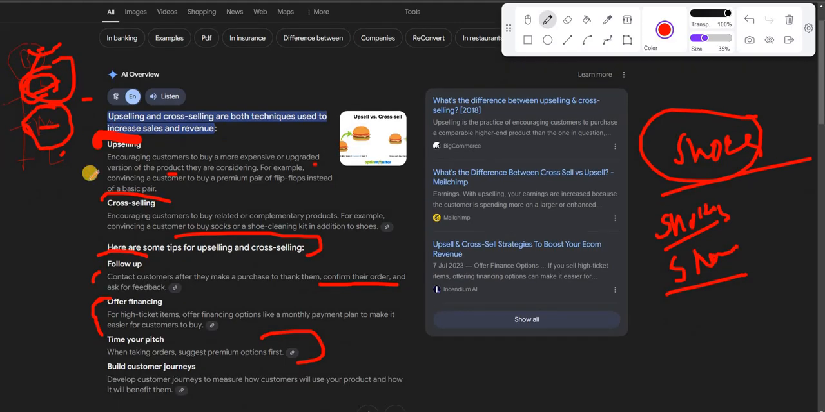And now this is building the customer journey. Develop a customer journey to measure how customers will use your product and how it will benefit them. For every product type, for every version of the product, we have to define how the customer will use our product and how it will be beneficial to the end user. If customer A is purchasing a product, we have to define how customer A will benefit from our product. That is the main reason.